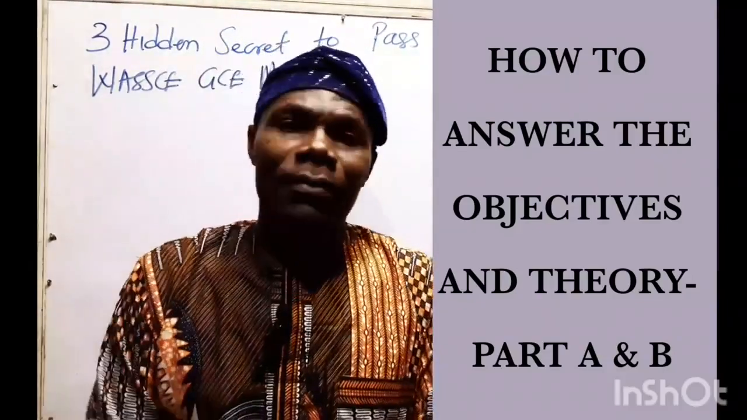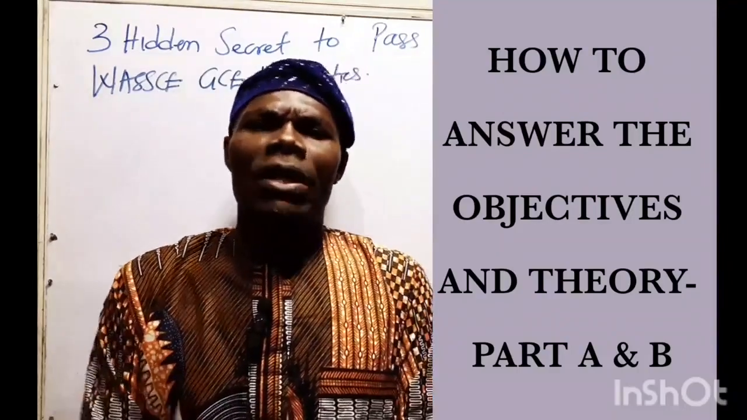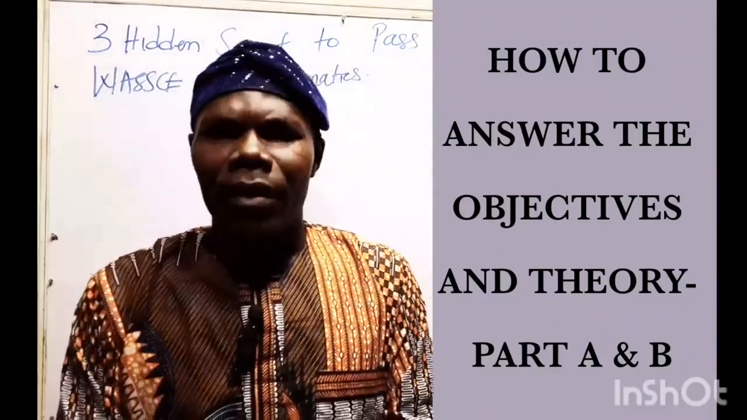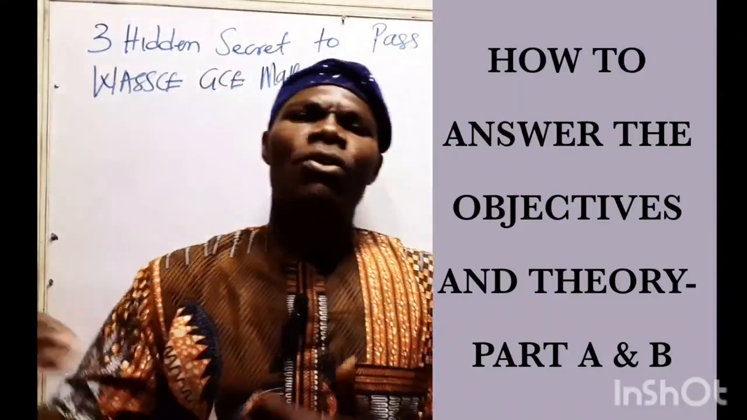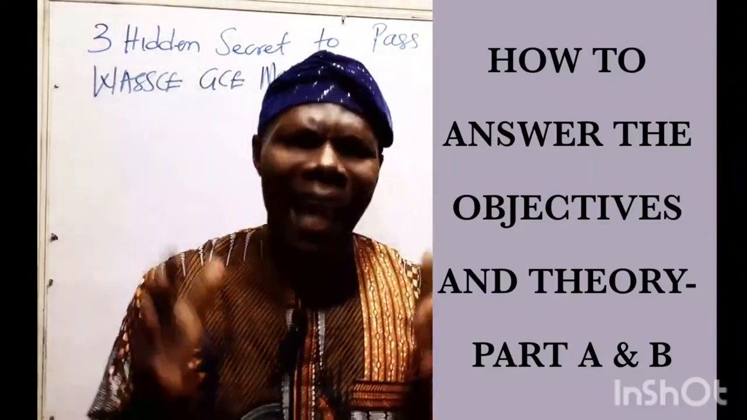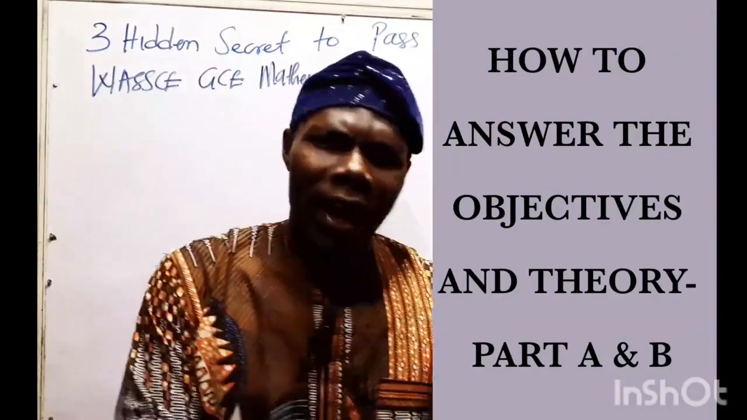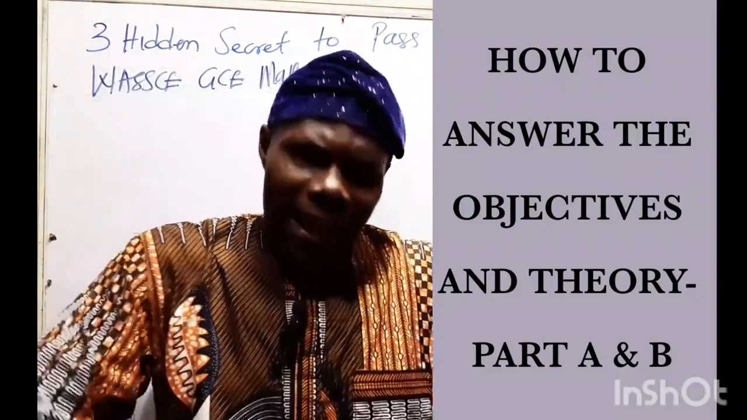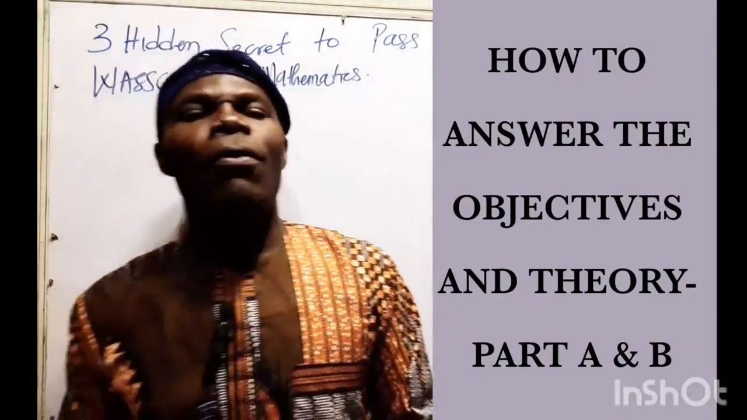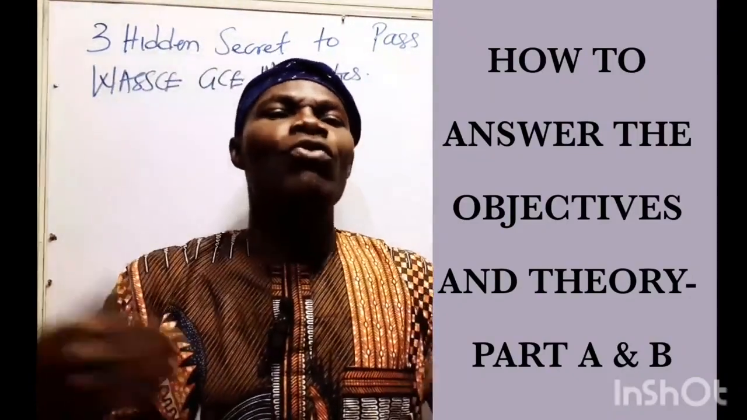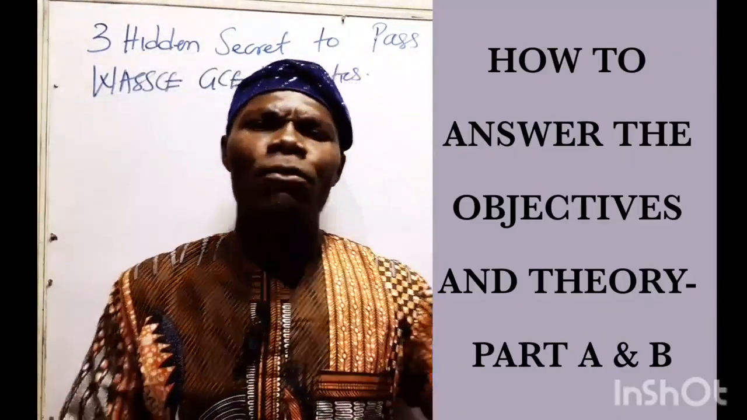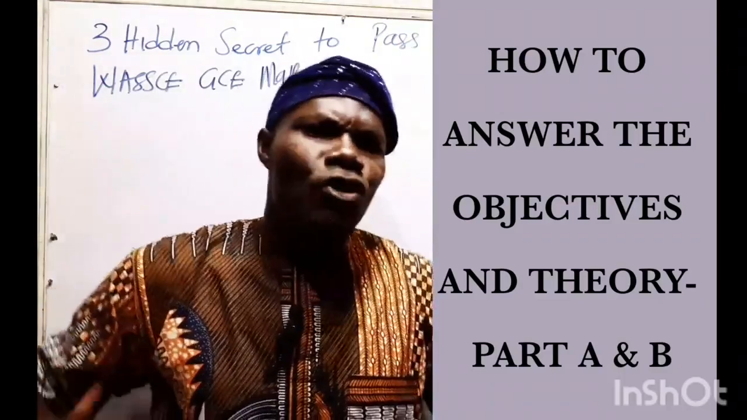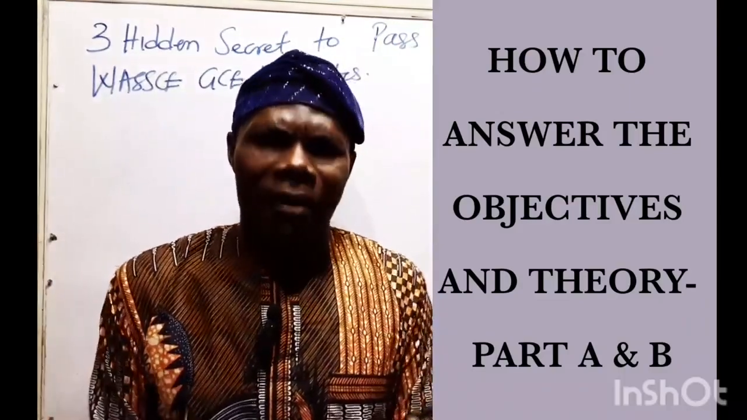So now, after you have solved the ones you know in Section B, you now go to Section A, which is the compulsory part. You go back again to do the ones you know first. After you are able to solve the ones you know first, that is where you have used what you have to solve it.